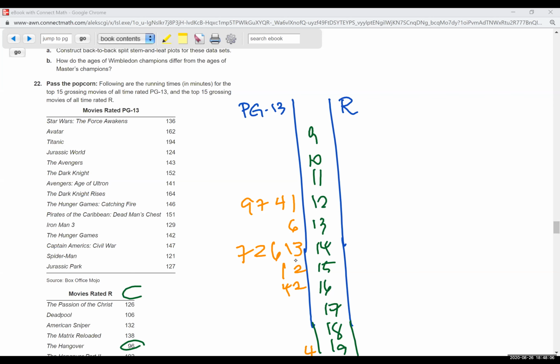Like this one, it should be 1, 2. This is 2, 4, and 4. This one should be 1, 2, 3, 6, 7. Okay. And you're going to do the same thing for rated R. Any questions?